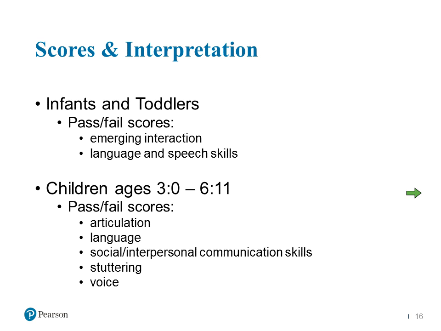In terms of scoring and interpretation, for infants and toddlers, there is a pass-fail criterion, and we're looking at emerging interaction and language and speech skills. For children ages 3;0 through 6;11, again, pass and fail scores for articulation, language, social interpersonal communication skills, stuttering, and voice.